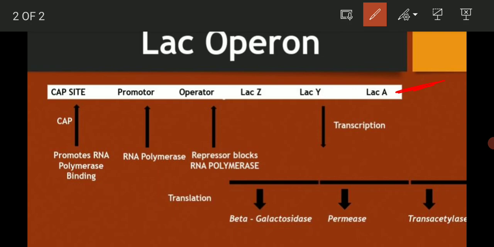For example, the promoter is situated between the CAP site and the operator. The operator is present between the promoter and these three structural genes. There are two regulatory proteins. The first one is CAP and the second one is the repressor.